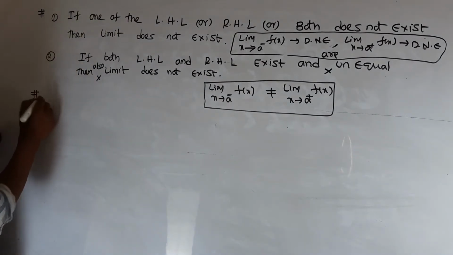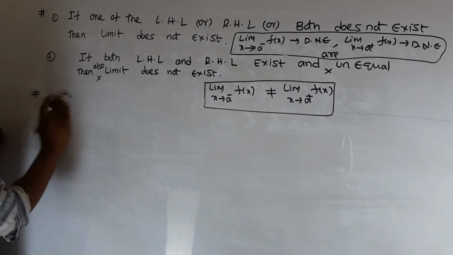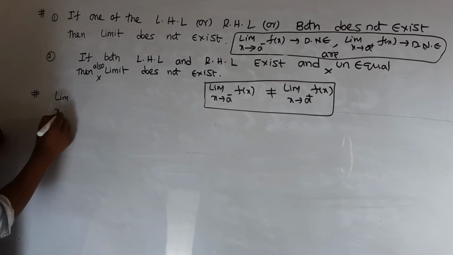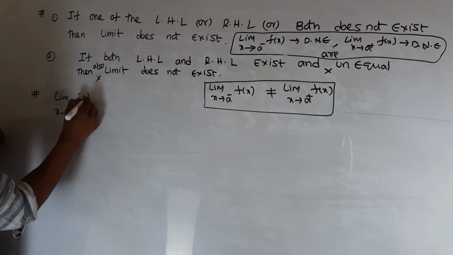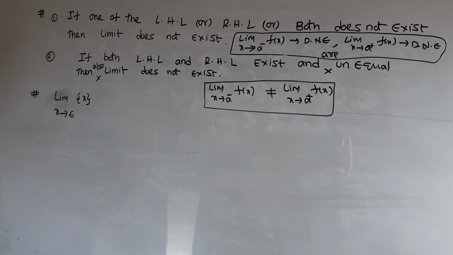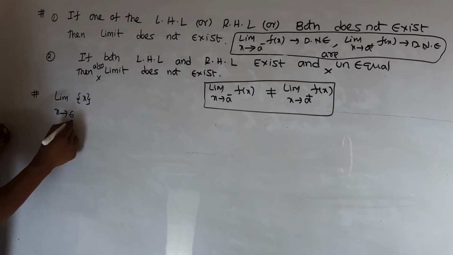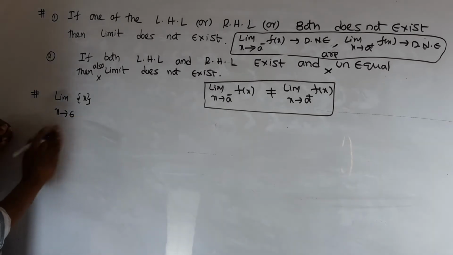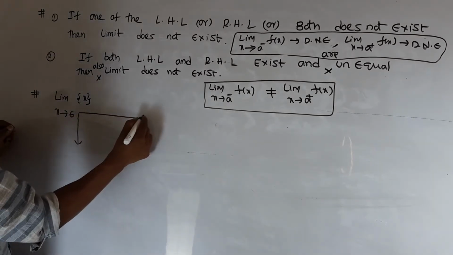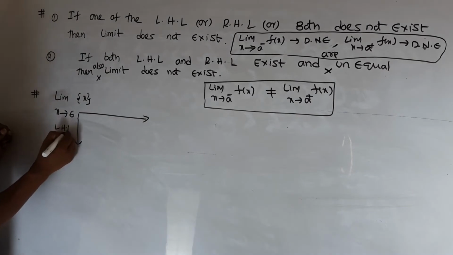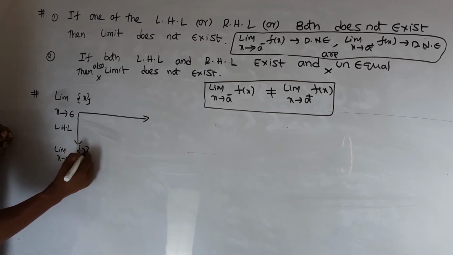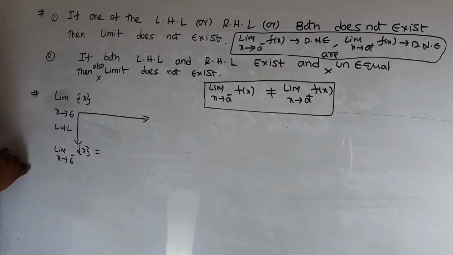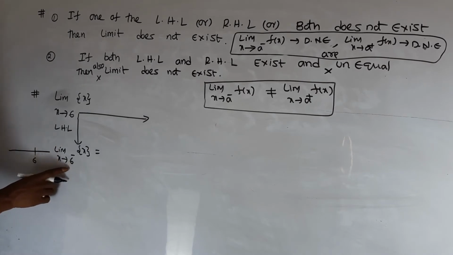One more example. Limit as x tends to 6 of the fractional part of x. First we have to find the left hand limit and right hand limit. First the left hand limit: limit as x tends to 6 minus of the fractional part of x. On the number line, this is 6, so this is the left side of 6.